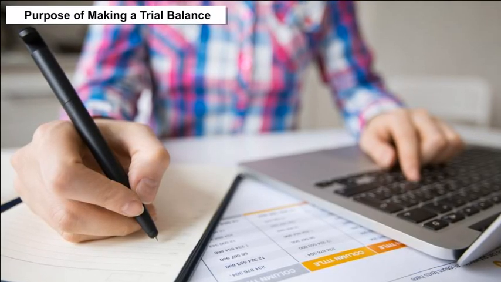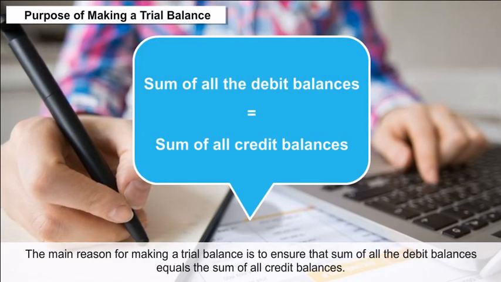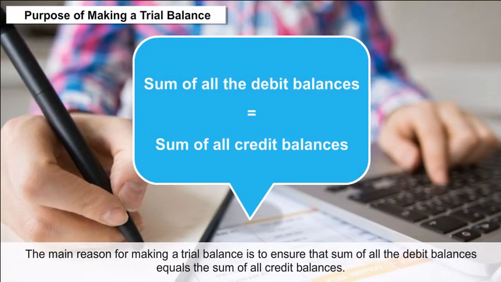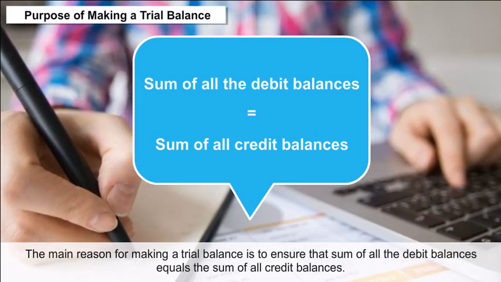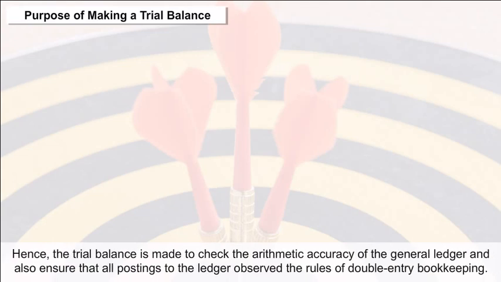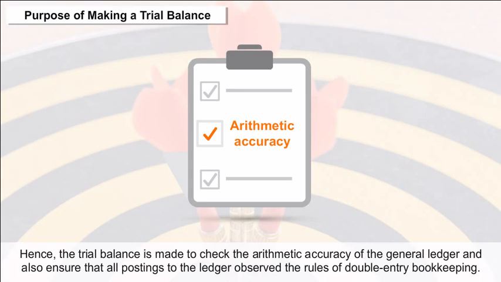Purpose of making a trial balance. The main reason for making a trial balance is to ensure that the sum of all the debit balances equals the sum of all credit balances. Hence, the trial balance is made to check the arithmetic accuracy of the general ledger and also ensure that all postings to the ledger observed the rules of double entry bookkeeping.